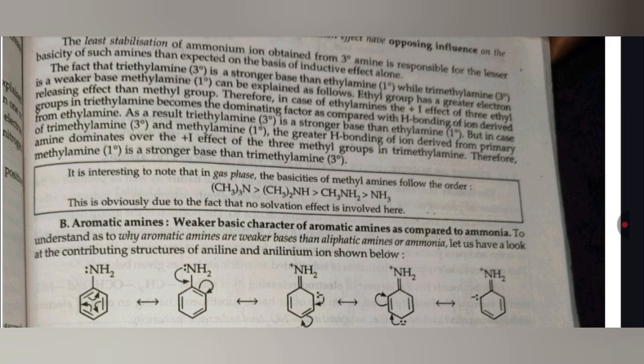The fact that triethylamine is a stronger base than ethylamine, while trimethylamine is a weaker base than methylamine, can be explained as follows. The ethyl group has a greater electron releasing effect than the methyl group. Therefore, in the case of triethylamine, the +I effect of the three ethyl groups becomes the dominating factor as compared to the hydrogen bonding of the ion derived from ethylamine. As a result, triethylamine is a stronger base than ethylamine. But in the case of trimethylamine and methylamine, the greater hydrogen bonding of the ion derived from the primary amine dominates over the +I effect of the three methyl groups in trimethylamine. Therefore, methylamine is a stronger base than trimethylamine.